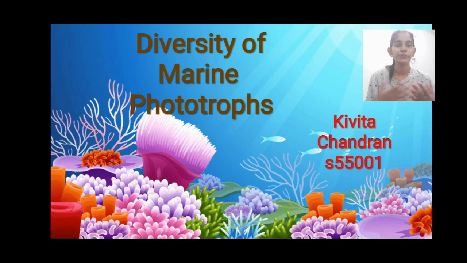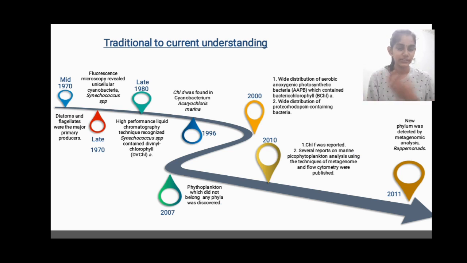Dhoswati. Today I'm going to present about the diversity of marine phototrophs. So let's see the timeline from the traditional to current understanding. At mid-1970, diatoms and flagellates were the major primary producers.